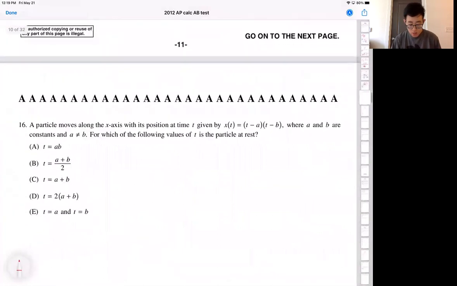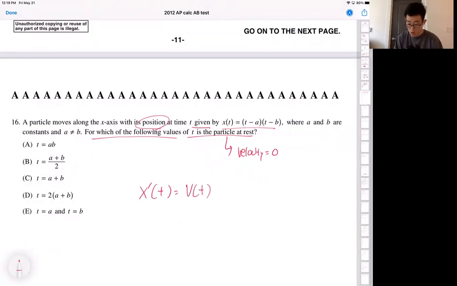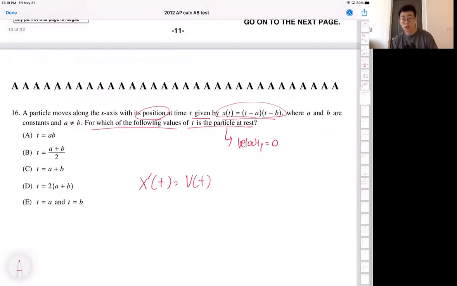Number 16, a particle moves along the x-axis with its position at time t given by this function, where a and b are constants. For which of the following values of t is the particle at rest? When a particle is at rest, your velocity is 0. It stops moving, it stops having its speed. When you have no speed, the particle is at rest. That's what it means. So if I'm given a position function, the derivative of the position function always gives you the velocity function. So I want to find the derivative of (t minus a) times (t minus b).